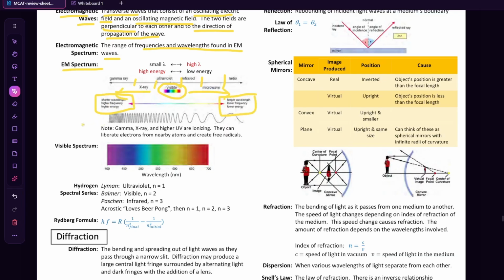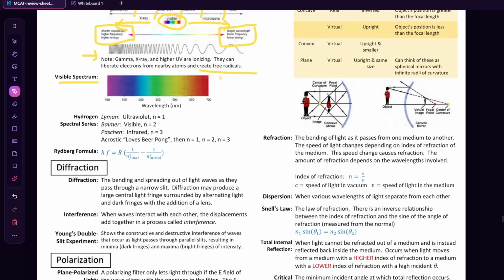One important note is that gamma rays, X-rays, and the higher energy end of ultraviolet light are all ionizing radiation, meaning they carry enough energy to knock electrons loose from nearby atoms, creating unstable free radicals. This is exactly why you wear a lead apron when dentists do X-rays, and why too much UV exposure from the sun can damage your skin cells, because that radiation has enough power to disrupt your actual molecules and create free radicals.